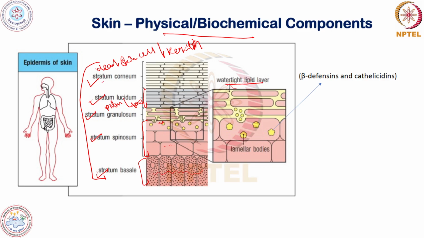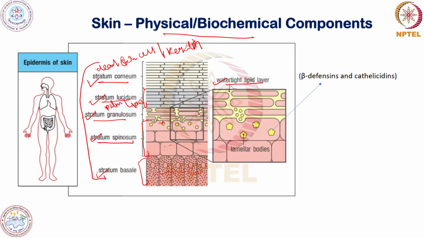The first one is the stratum corneum, which is the outermost layer. It contains dead skin cells and keratin. The second one is the stratum lucidum, which is only found in thick skin, like the palms and soles. The third one is the stratum granulosum, which contains keratohyalin granules that help to form the watertight lipid layer, which creates a moist environment and also protects us from microbial invasion.